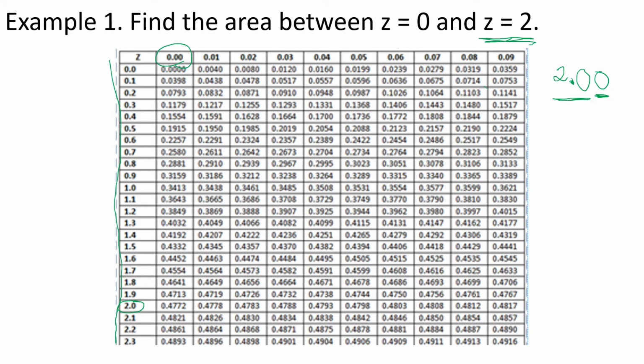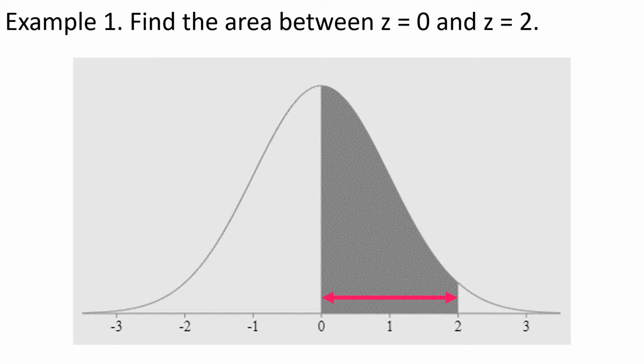And where do these 2 encircled numbers meet? They meet at this number. Therefore, the area of z equals 2 is 0.4772. So going back to the problem, wherein we are asked to find the area between z equals 0 and z equals 2, or this shaded region, we have known from the z-table that the area is 0.4772.